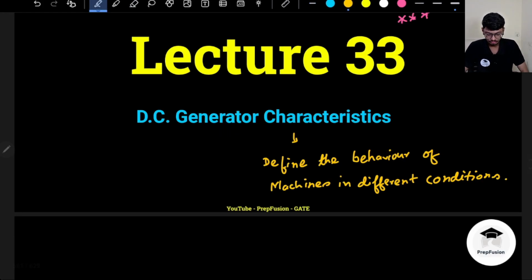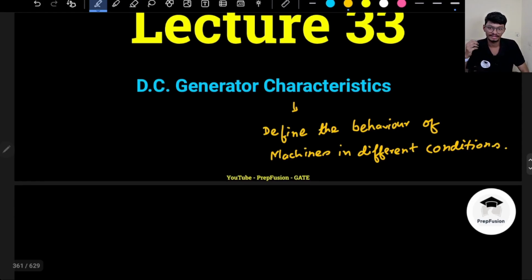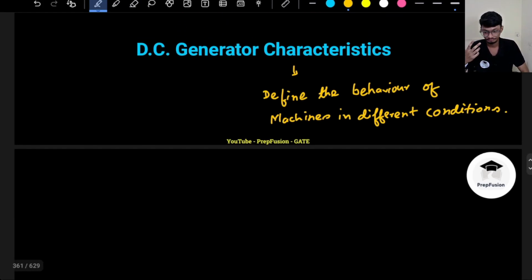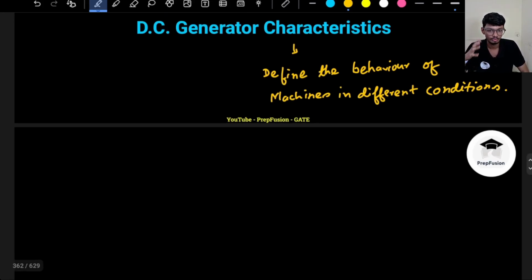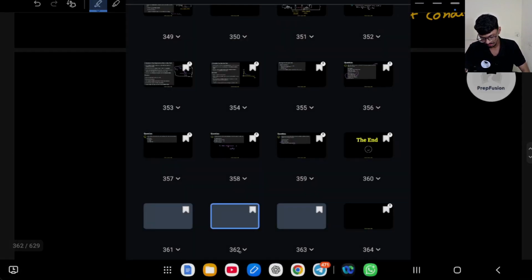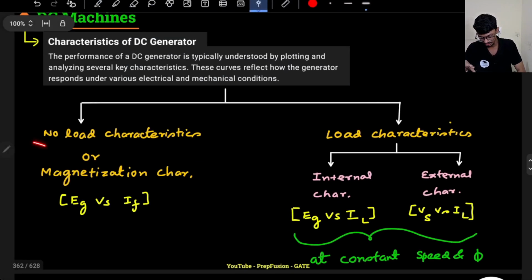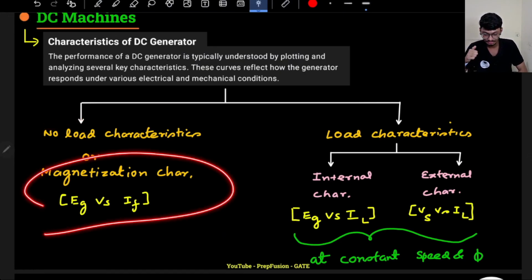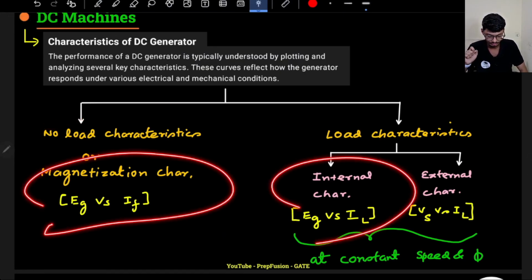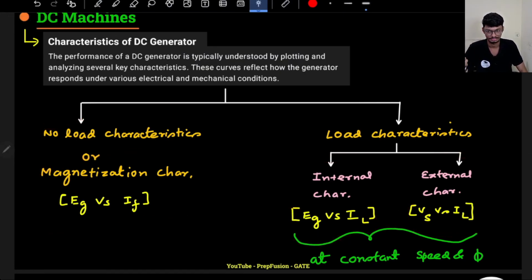Okay, so we will vary our load, we may vary our field current, we may vary our resistance, we may connect a resistance and vary that. There are multiple ways where we can vary. So mainly there are three kinds of characteristics: one is the magnetization characteristics, then internal characteristics and external characteristics.